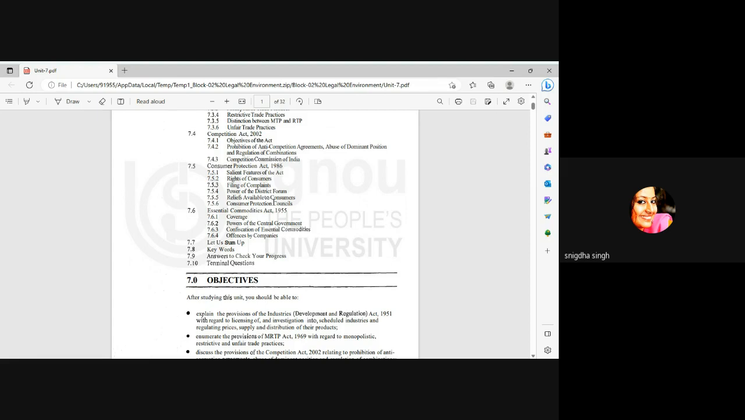A quantitative or a tariff restriction has been put on certain goods which have been listed here. It contains certain essential drugs and certain staple foods. Okay, so this is the Essential Commodities Act 1955.